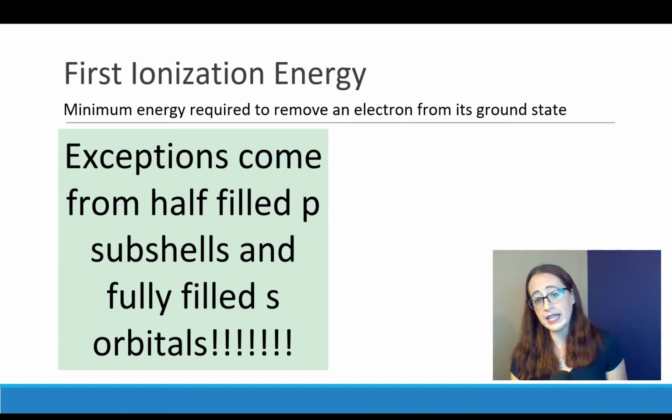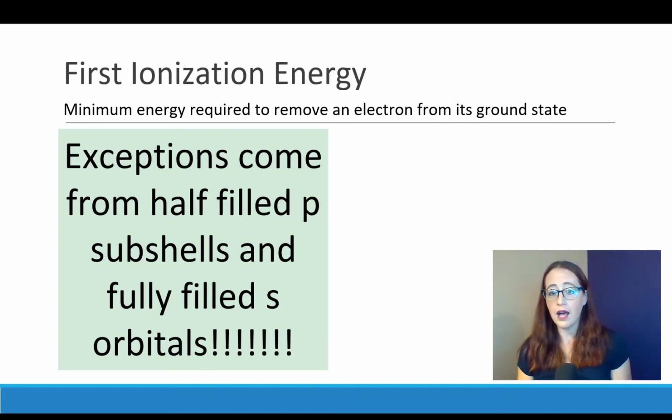This is so important that even though I said it on the last slide, it gets its own slide with really big letters to help us draw attention to it. Our exceptions come from half-filled p subshells and fully filled s orbitals. These exceptions arise because when we remove an electron, we change the electron configuration. Unlike our previous trends, ionization energy relies on both effective nuclear charge and the stability of electron configurations.